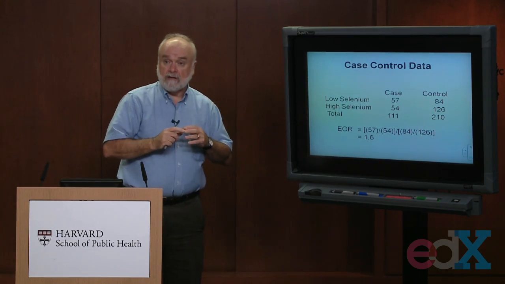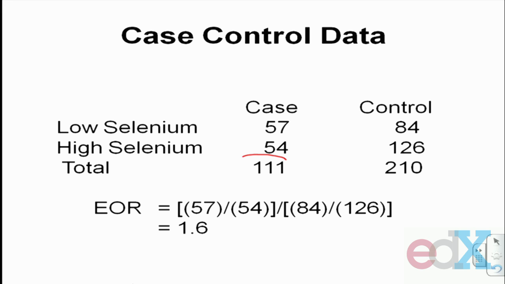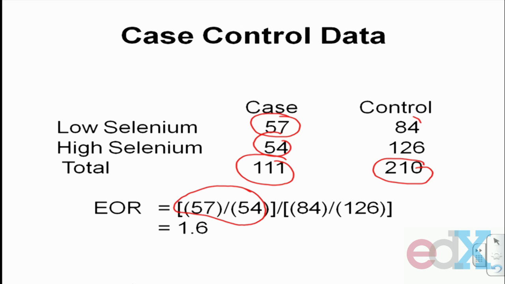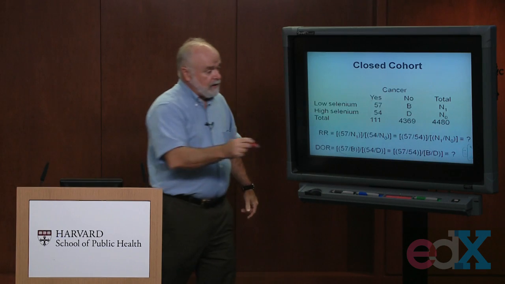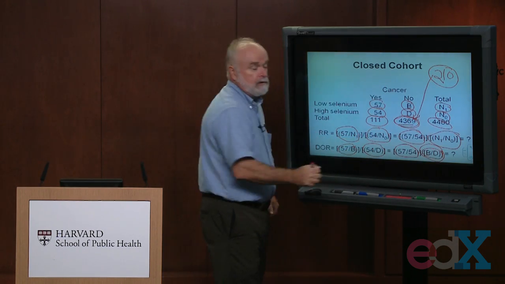So this is what Dr. Willett's results were. He had 111 cases, 57 of them had low selenium levels, 54 had high. The exposure odds among the cases is 57 over 54. Among his selected 210 controls, 84 of them had low levels, 126 had high levels. 84 over 126 is the observed exposure odds among the selected controls. And hopefully, it's a good estimate of what the odds would have been on all potential controls, all the capital B plus capital D, all the 4,369 potential controls that he could have selected.